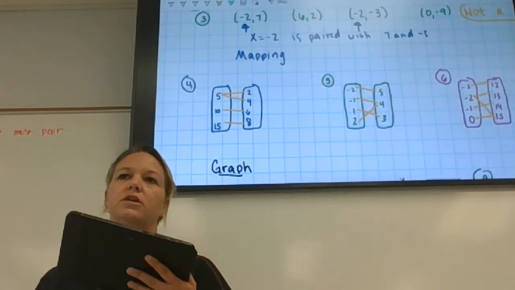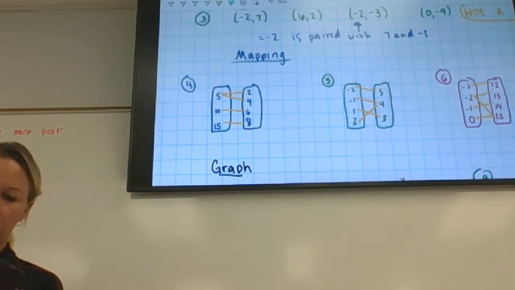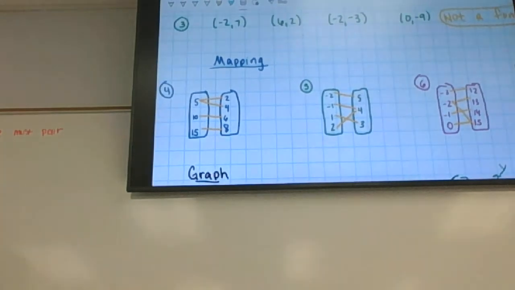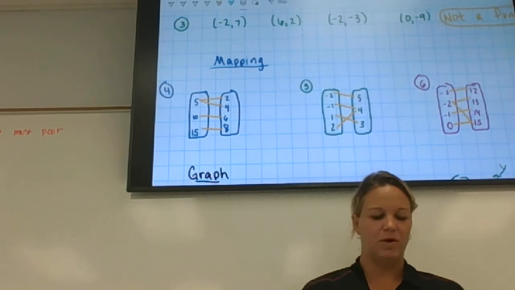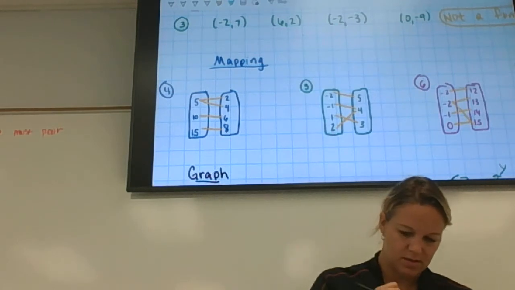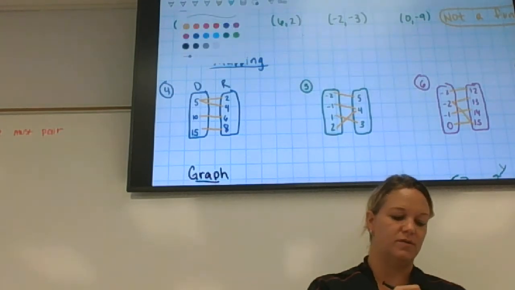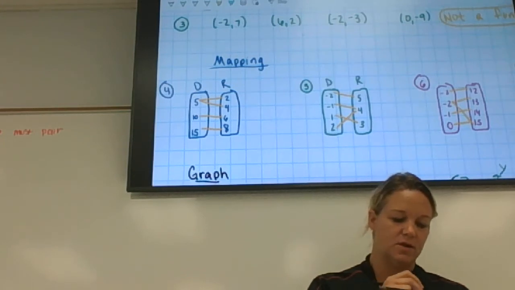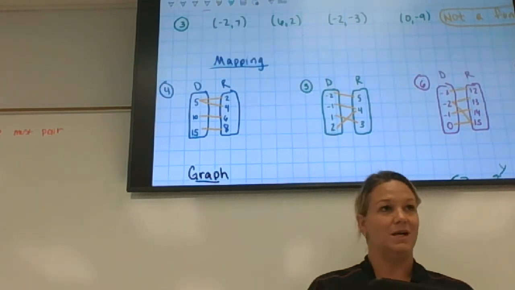All right, here's the next 3. So can you tell if it's a function by looking at a mapping? Wait a minute. What could I do to make my mapping better? Tony? Label it. What do I need to label? Well, the left needs to be D, the right needs to be R. Yeah, I'd love to see a domain and range label. Let's make this right. You got your X's and your Y's, so my expectation for you is to label. I better do it myself.